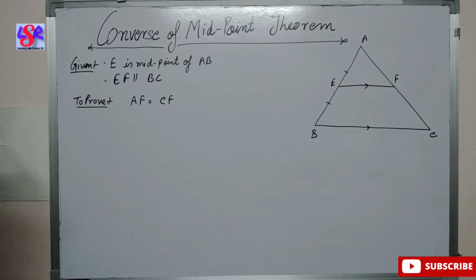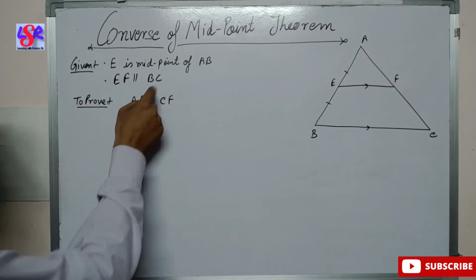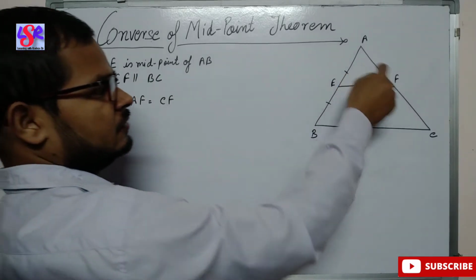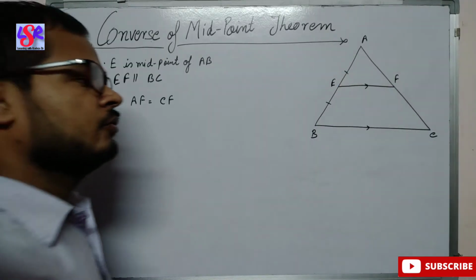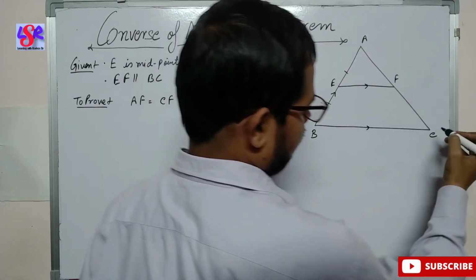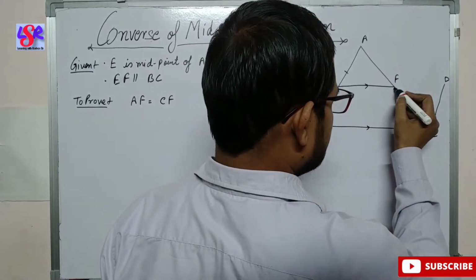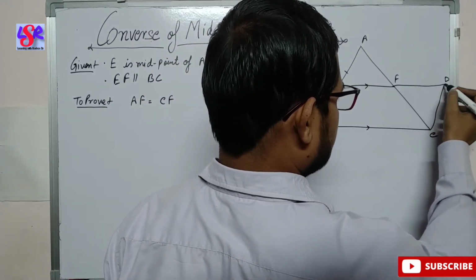Here we have been given that E is a midpoint of AB and EF is parallel to BC, and we have to prove that AF is equal to CF. Before we start the proof, first of all we are going to draw a line parallel to this one from here, that is CD, and we will extend EF to the point D.